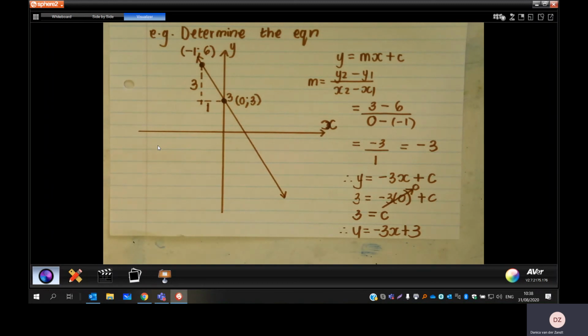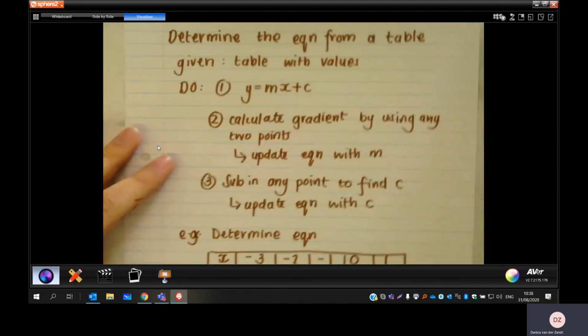Okay, so the next thing we need to look at is determining the equation when the only thing I give you is a table, not a graph. Can I take this off the board? Everyone agrees? Okay. So determining the equation from a table.